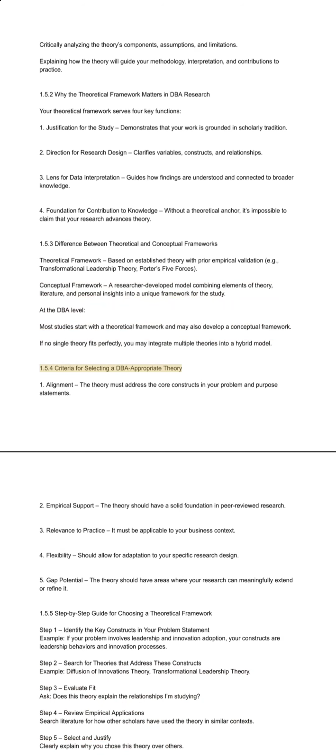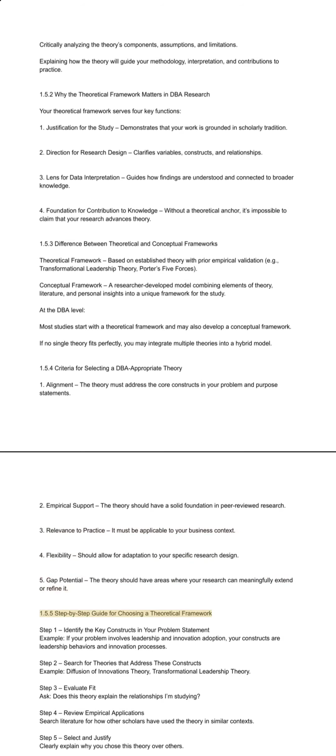1.5.4 Criteria for selecting a DBA-appropriate theory. 1. Alignment: the theory must address the core constructs in your problem and purpose statements. 2. Empirical support: the theory should have a solid foundation in peer-reviewed research. 3. Relevance to practice: it must be applicable to your business context. 4. Flexibility: it should allow for adaptation to your specific research design. 5. Gap potential: the theory should have areas where your research can meaningfully extend or refine it.